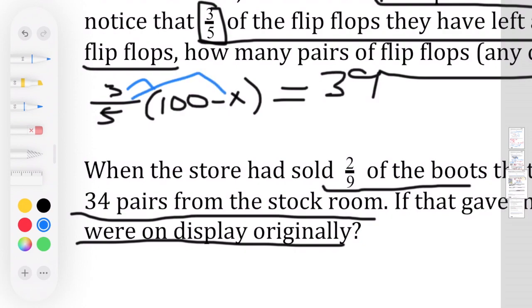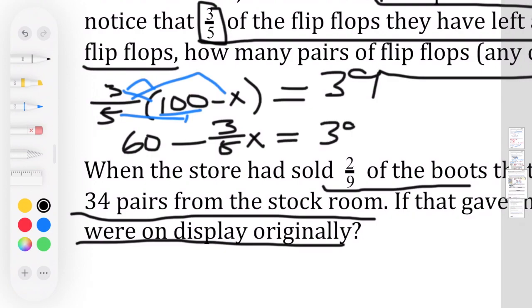So I actually ended up with, well, 3 times 100 equals 300 divided by 5. And that equals 60. So again, 3 times 100 equals 300. And we put that 1 underneath. So 5 times 1 equals 5. Well, 300 divided by 5 equals 60. So I'm just going to write 60. And then, of course, I'm going to subtract 3/5 x equals 39.